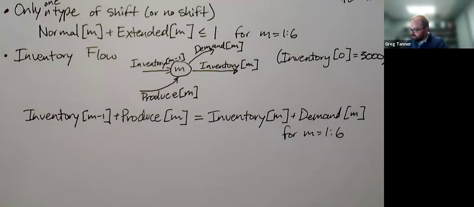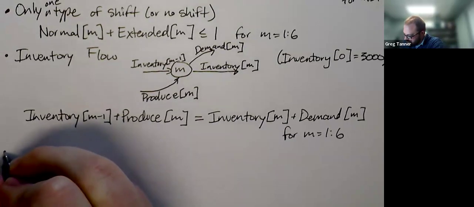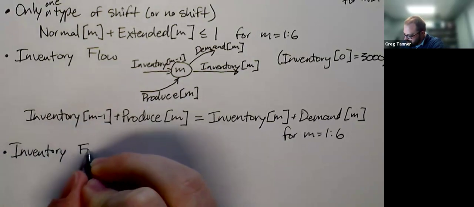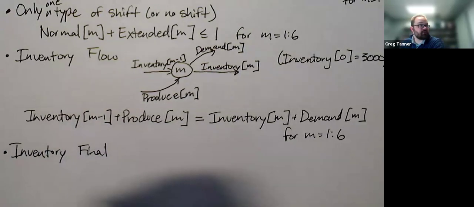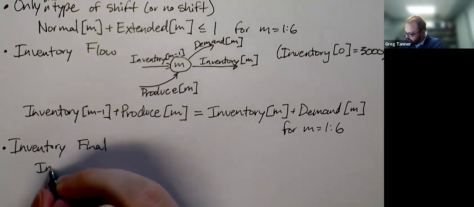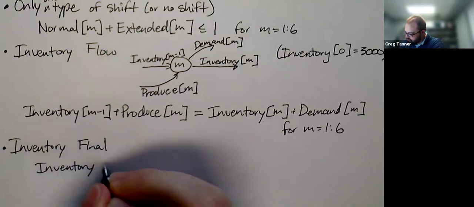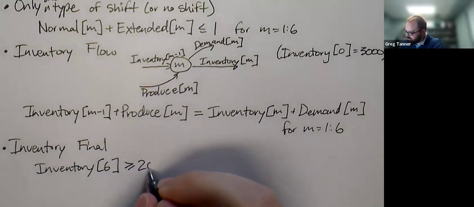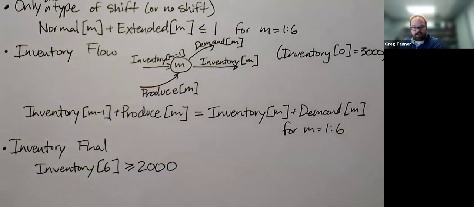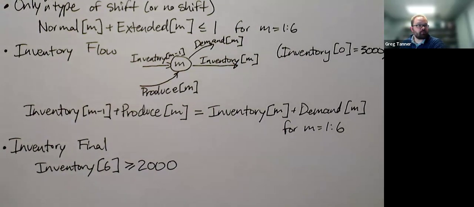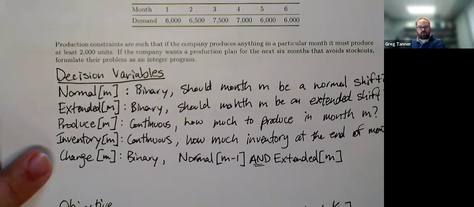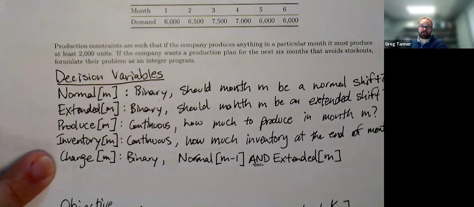In addition to that, still on the subject of inventory, we want some inventory at the end. They asked us for final inventory. Essentially, they said we want inventory at the end of month 6 to be at least 2,000 units. They don't want to be completely out of stock at the end. That takes care of most of the normal stuff. Now, the last thing we're left with is implementing something that will force this change variable to behave how we want it to.